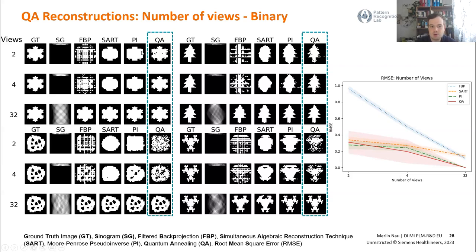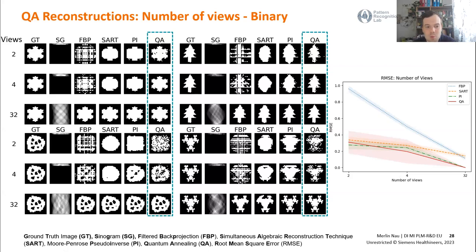And the pseudo inverse solution now does not manage to get as close to the ground truth as our hybrid quantum annealing based solution. I think this becomes very clear for the upper two images. The snowflake here for 4 views is resolved very well and almost perfectly resembles the ground truth. And the same goes for this tree, which can be seen here. And the pseudo-inverse and all other reconstruction techniques were not able to resolve this as well as this hybrid approach. And this was really an interesting finding.